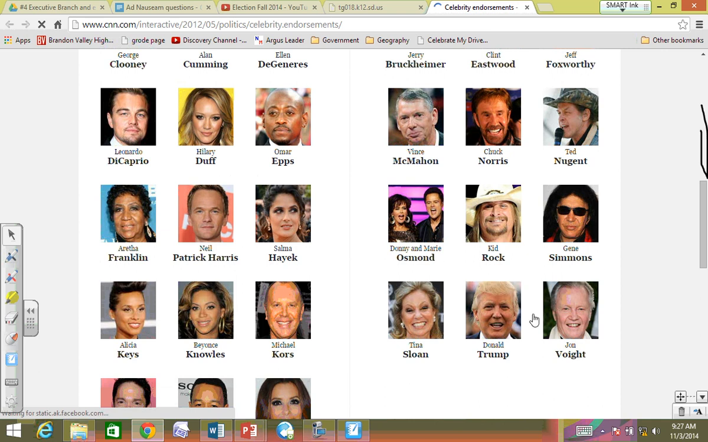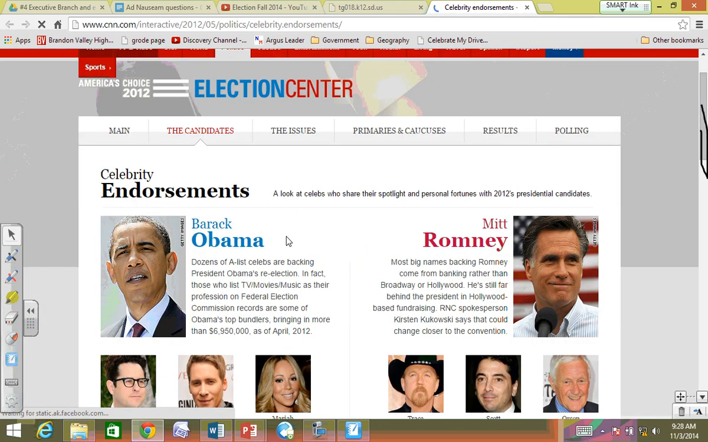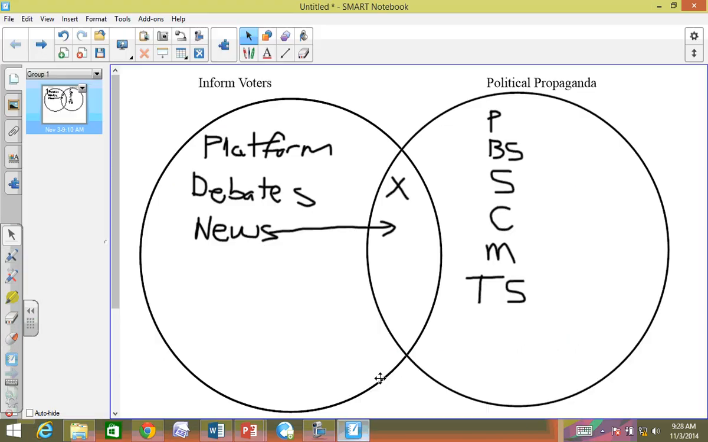I mean, if we look at the Osmonds, Mitt Romney, and Neil Patrick Harris, Barack Obama, even if we like those particular celebrities, unless we know what their political beliefs are and we know that they share the same beliefs as us, I don't know how an endorsement can really help us. So I would put endorsements over here because I really don't think they give us any real information. They're just saying, hey, I like them, so I guess you should too. Well, I don't think it's a great way to choose a candidate.